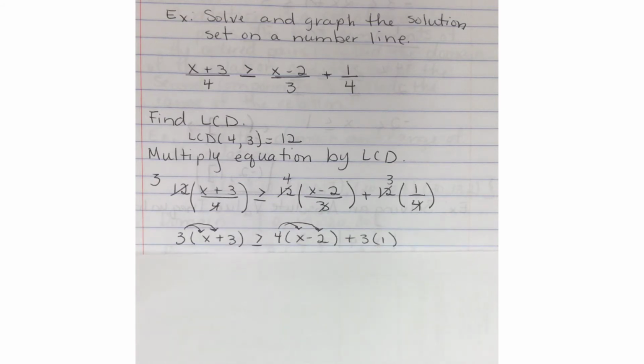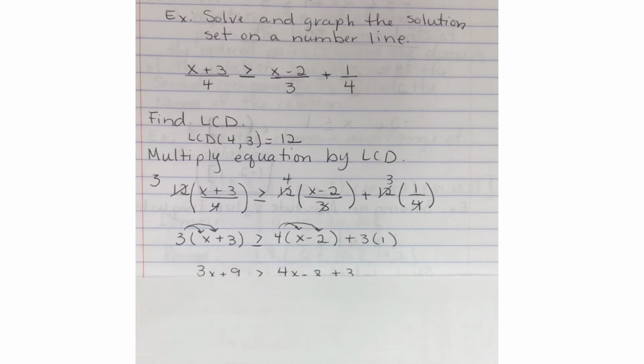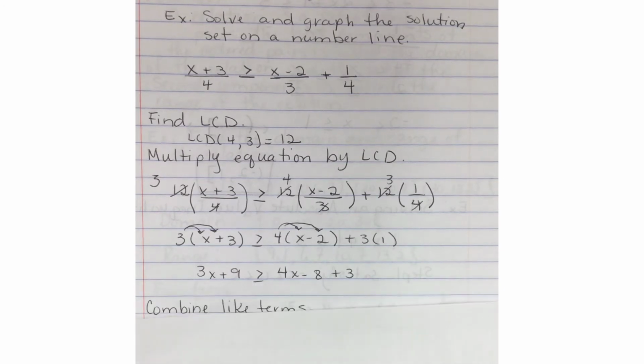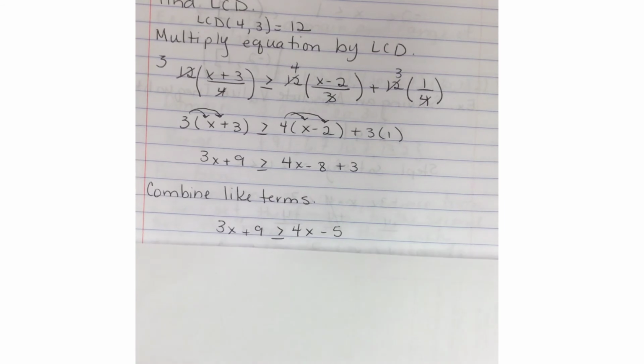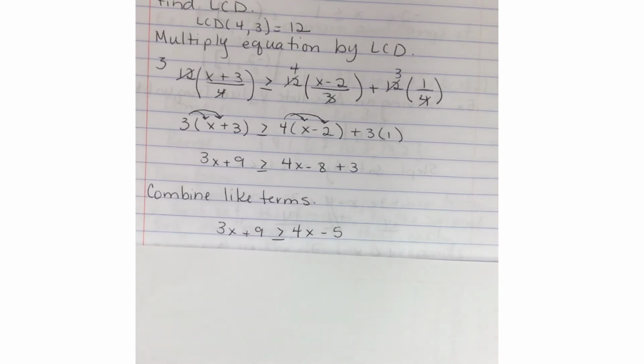And so we're left with 3 times (x + 3) is greater than or equal to 4 times (x - 2) + 3 times 1. When we distribute, we have 3x + 9 is greater than or equal to 4x - 8 + 3. Combine like terms, that -8 and +3. And we have 3x + 9 is greater than or equal to 4x - 5.